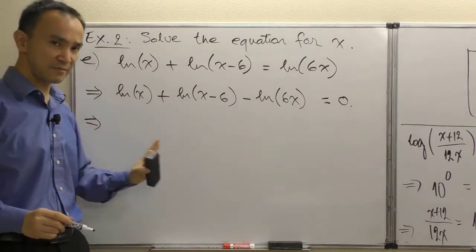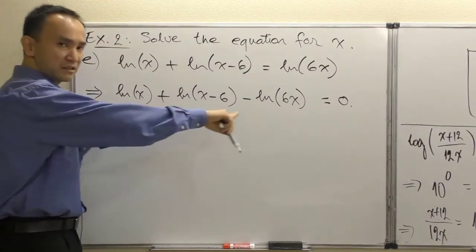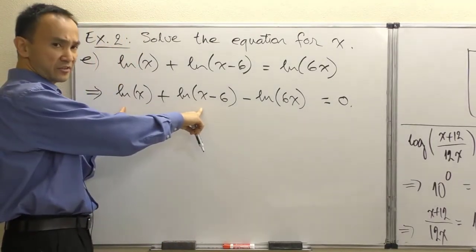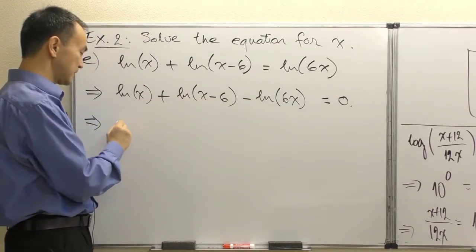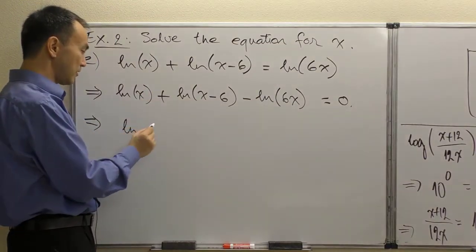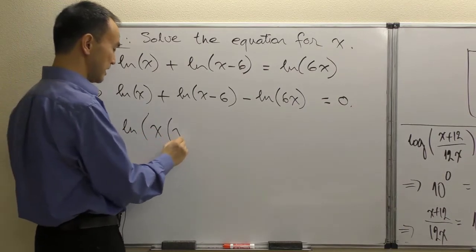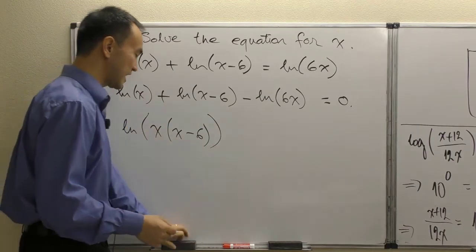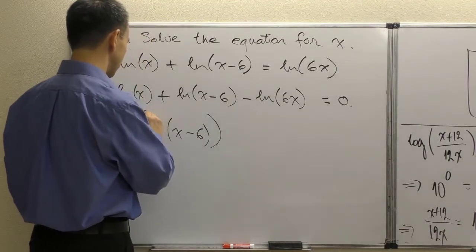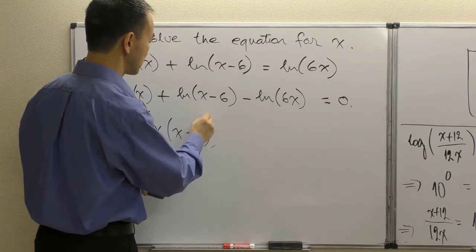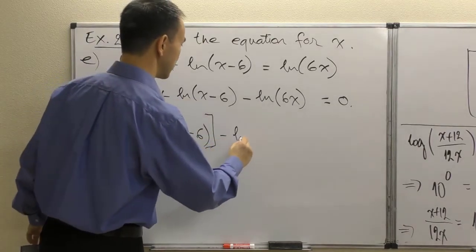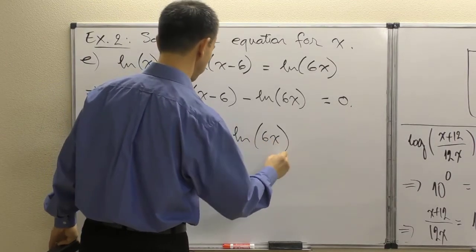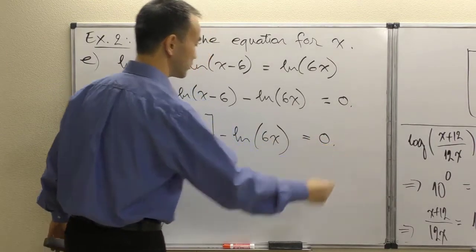Now, just like the experience we've had earlier, I'm going to combine log terms into one single logarithm. See, two terms here are added together as a sum. So first I end up with the logarithm of x times x minus 6, or natural log of x times x minus 6, and then minus another logarithm, natural log of 6x. All of that equals 0.